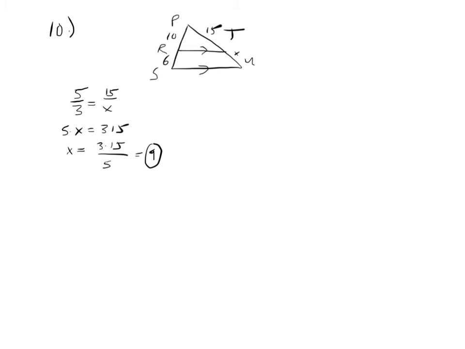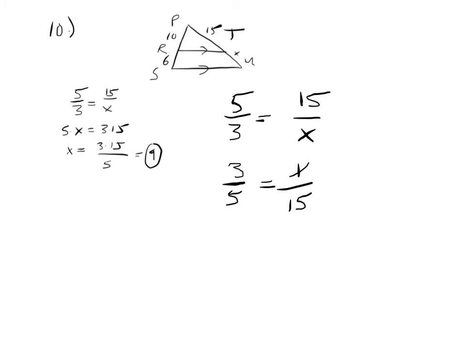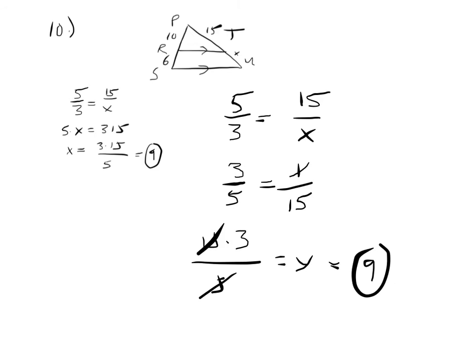So let's look at that again. When we got 5 to 3 equals 15 to X, and I want to solve for X right away, I could reciprocate my proportions and get 3 to 5 equals X over 15, and then if I multiply both sides by 15, I get 15 times 3 over 5 equals X, and 15 over 5 is 3, and 3 times 3 is 9. So I could have gotten to the same answer.